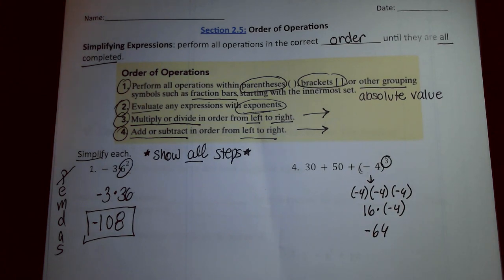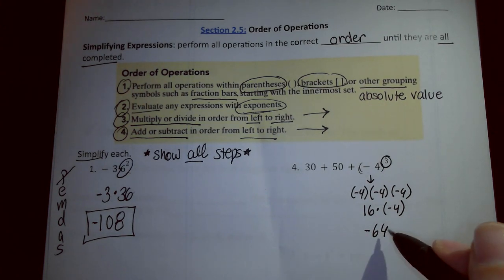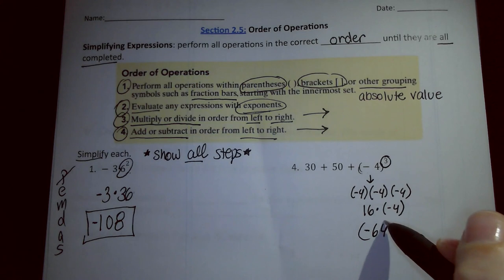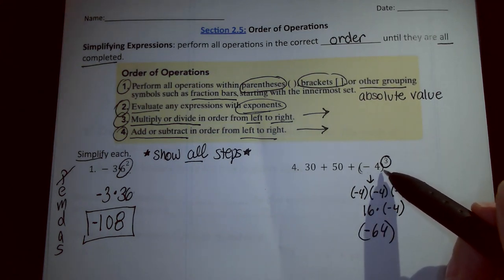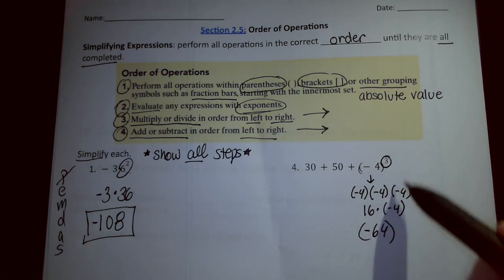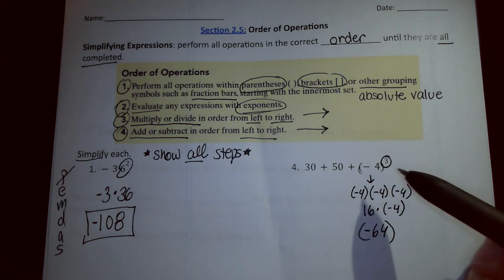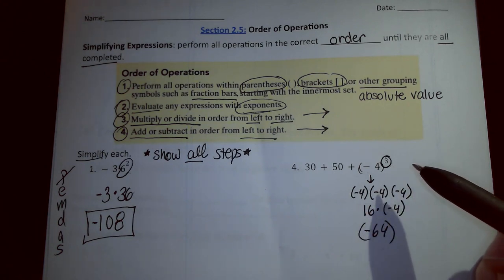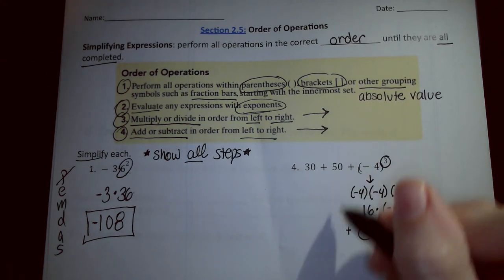We get negative 64. Okay, now that's just the negative 4 cubed. That was all for the first step, evaluating your exponent. Now we have to bring everything else down.